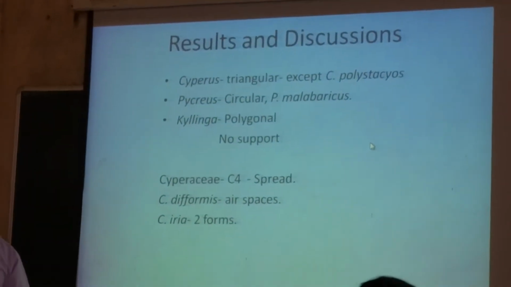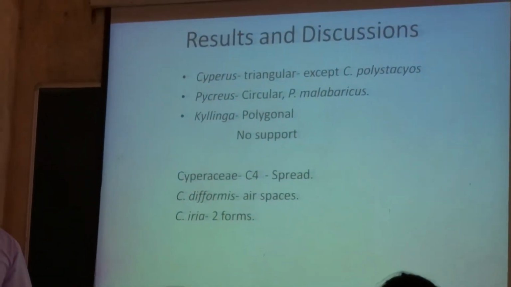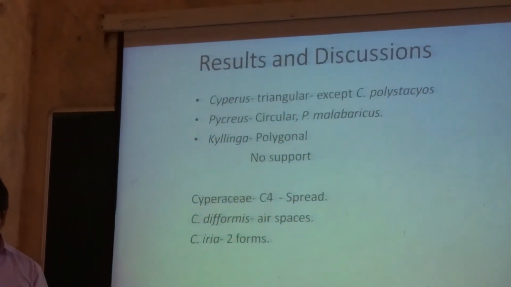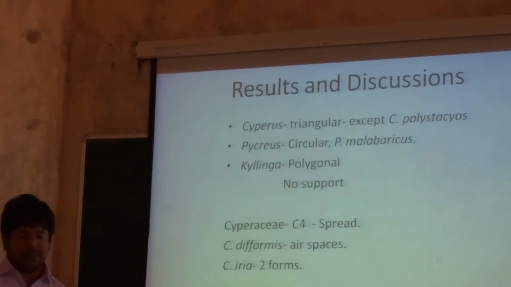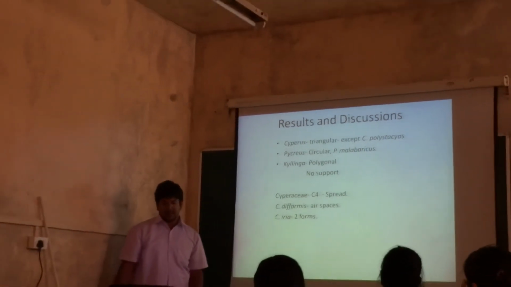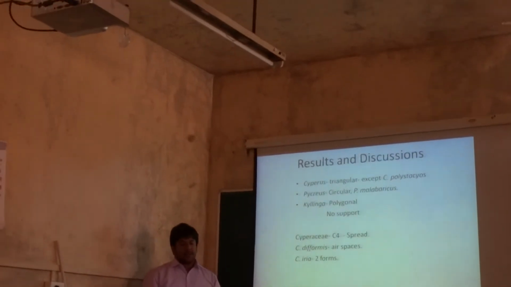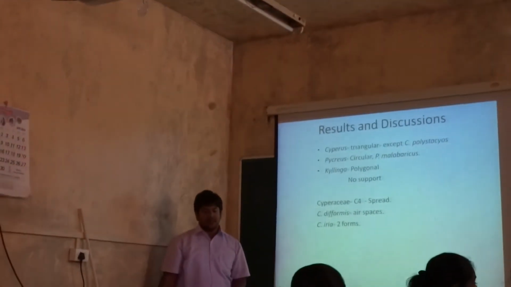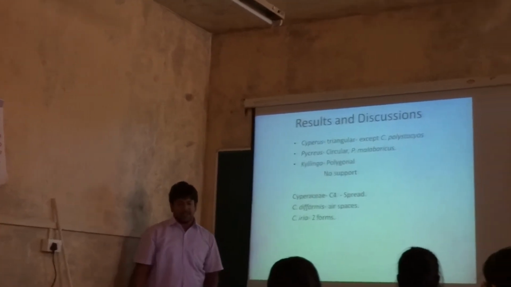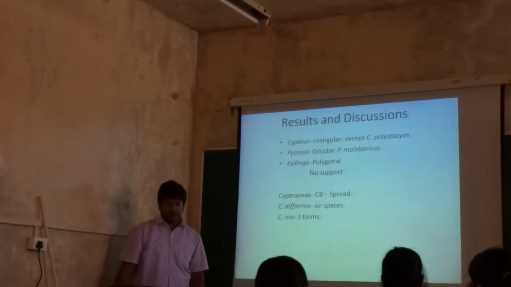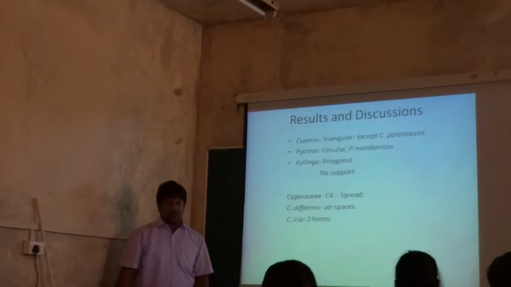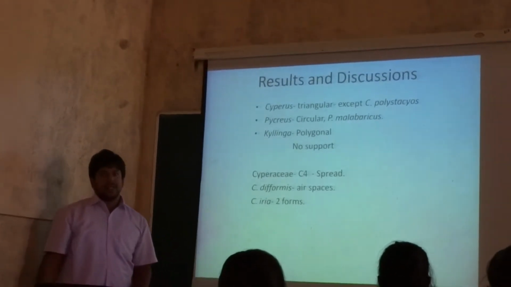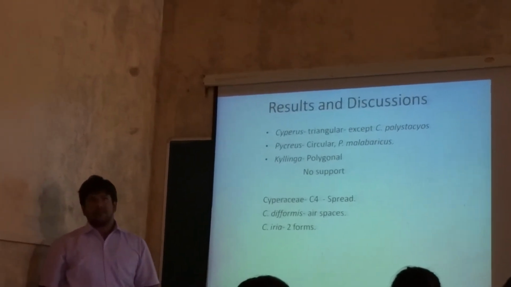So at the same time we see a bit of variability within the genus itself. Like in Cyperus, most of them were triangular except for Cyperus polystatuous. And in Picreus, most of the two or three that I saw were circular except for one, that is Picreus malabaricus, and Kilinga showed polygonal. So it doesn't give a definite form of classifying the genus or species.